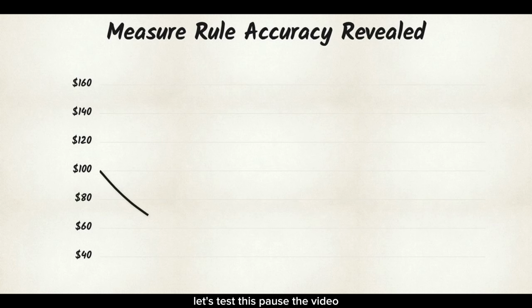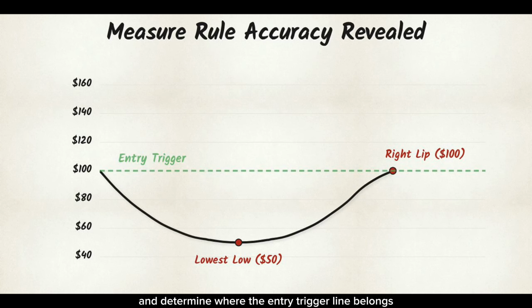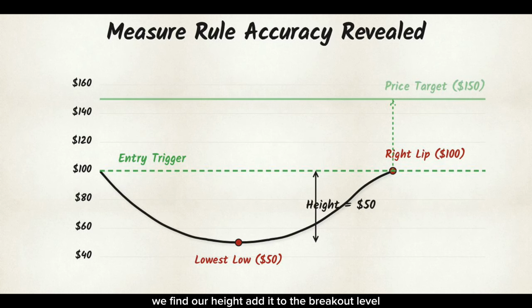Let's test this. Pause the video. Look at this stock's lowest low and the value at the right lip. Calculate the exact target price and determine where the entry trigger line belongs. The entry line sits precisely at the right lip's high. We find our height, add it to the breakout level, and project our target directly above.